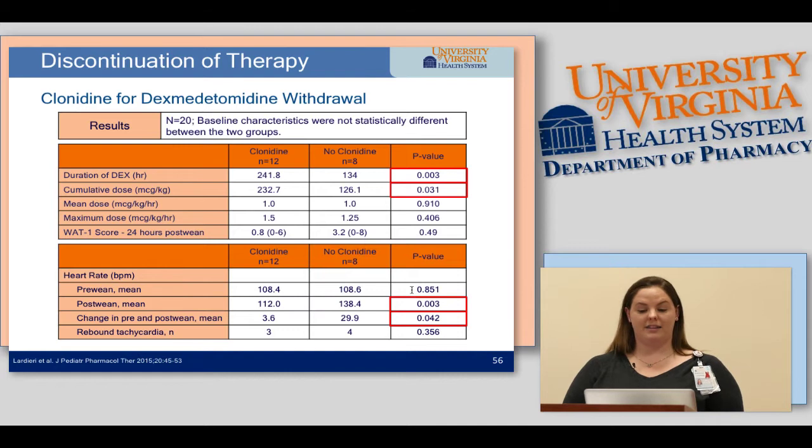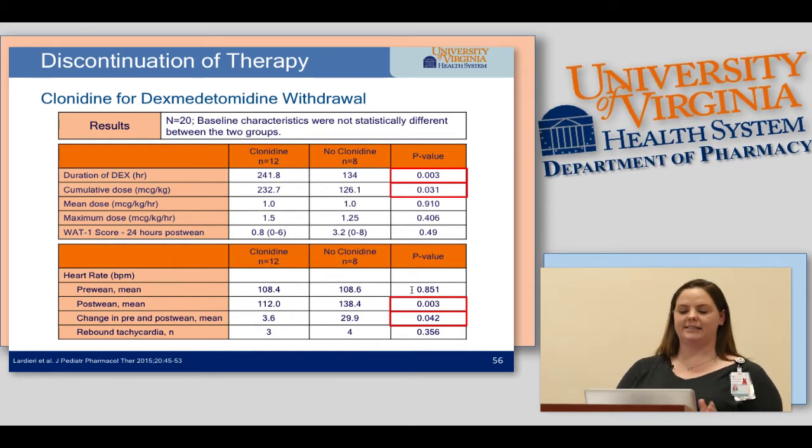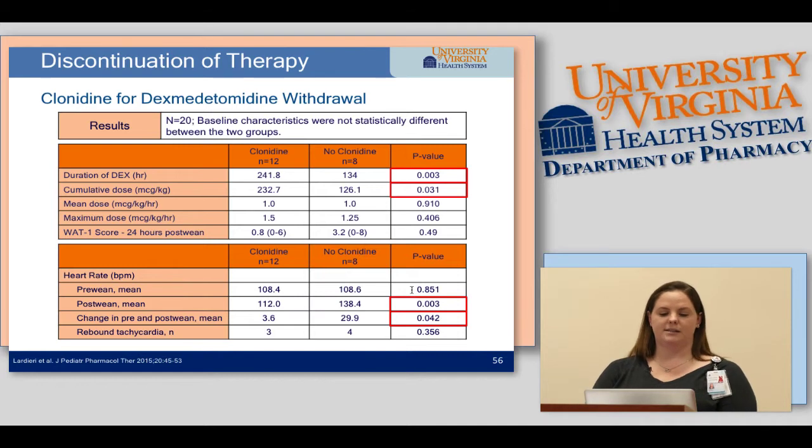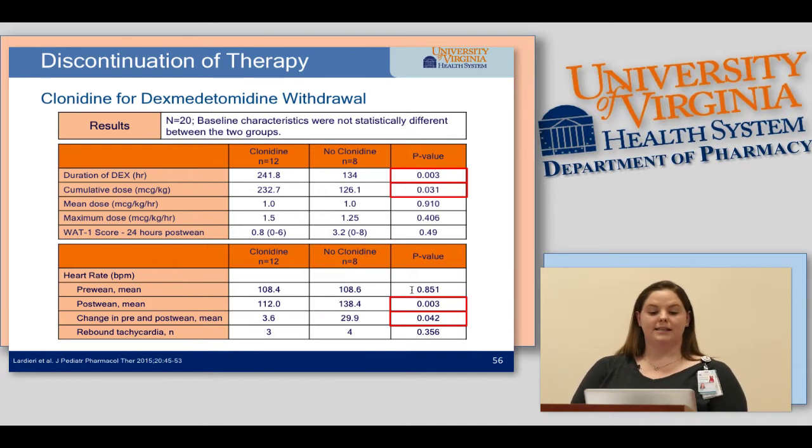And 2 patients had their clonidine dose increased from 100 to 200 and 300 in one patient population. Those patients received an extended duration and larger doses of dexmedetomidine. When looking at the clonidine group versus the no clonidine group, you can see the duration of dexmedetomidine in the clonidine group was statistically significantly longer than those that received no clonidine. The cumulative dose received was also larger in the clonidine group. The mean dose received was not statistically significantly different between the two populations, and the maximum dose was not statistically significant either.